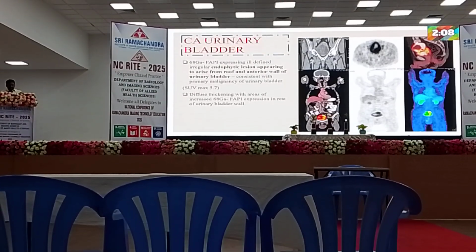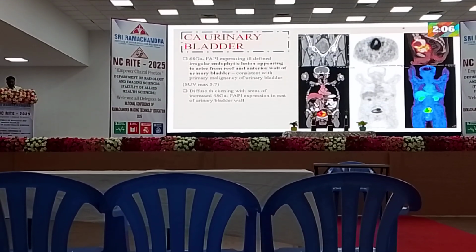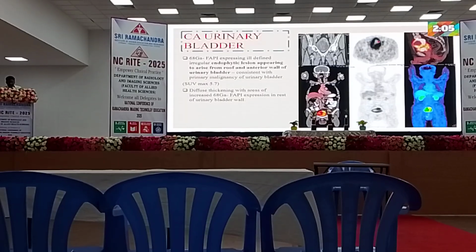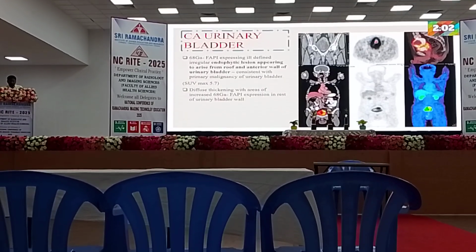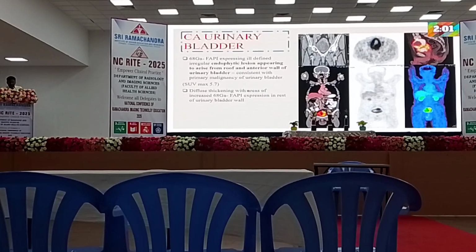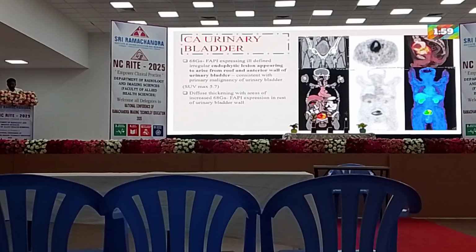Moving to the next case, which is a carcinoma of the urinary bladder. Here FAPI is expressing an endophytic lesion appearing on the roof and anterior wall of the urinary bladder. The SUV max is about 5.7.